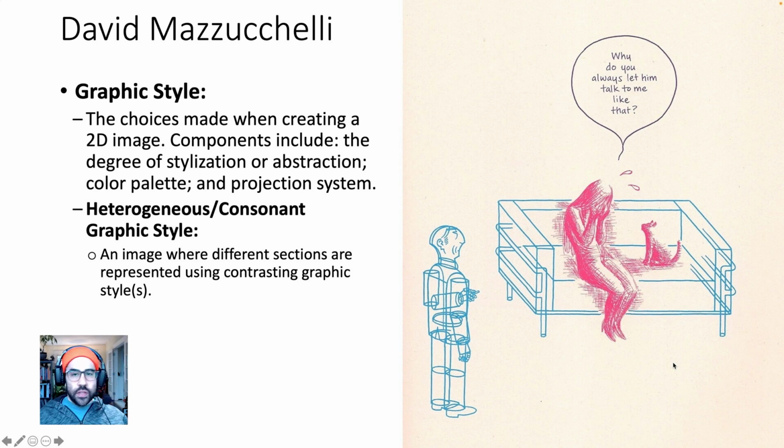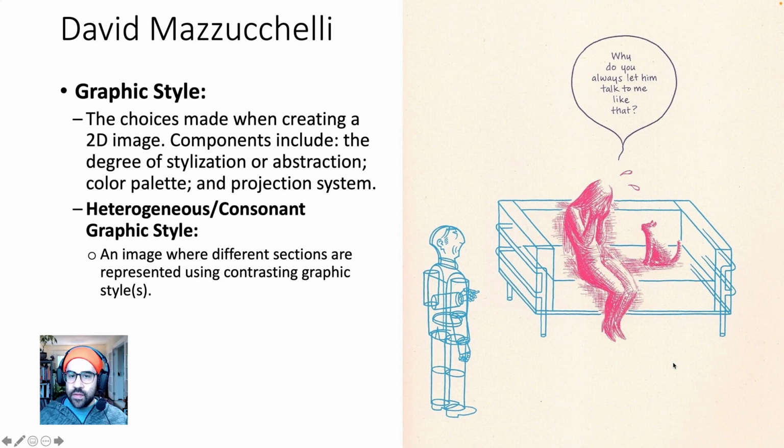These include the degree of stylization or abstraction versus a maybe more natural or realistic looking image. We could also look at the color palette, which is just the choices of colors used and how they combine with one another, as well as the projection system. And we'll show some examples of different projection systems in later slides. But first, let's talk about graphic style a little bit more broadly.